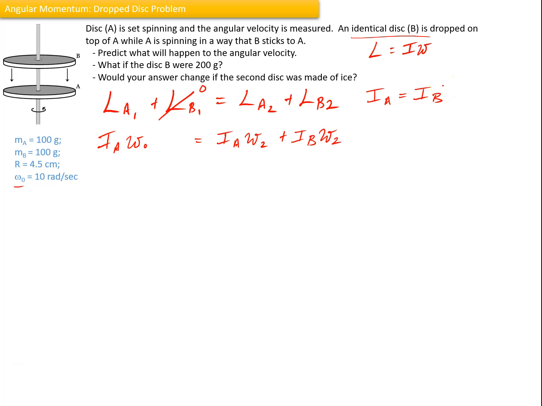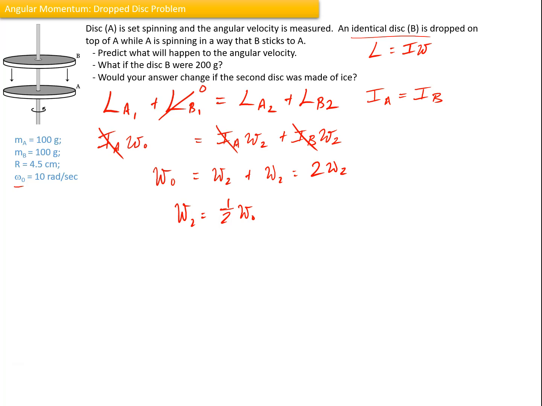So that means that all of our angular velocities drop out. And we get that our initial angular velocity is going to be equal to omega 2 plus omega 2, which is 2 omega 2, which means omega 2 is going to equal 1/2 of our initial angular velocity, which is what we saw in class, that the angular velocity went from 10 radians per second down to 5 radians per second. All right, so there's case A. So our theory, conservation of angular momentum, does back up what we saw in class.